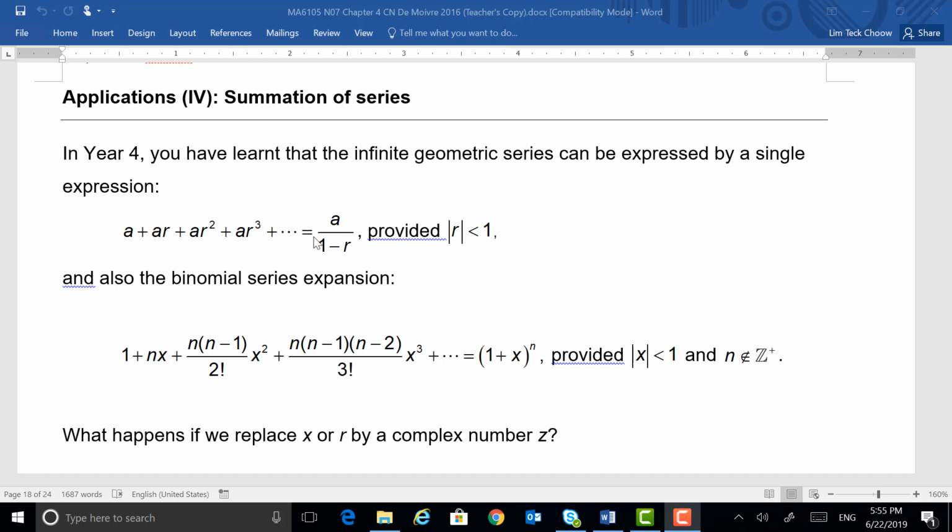And in year 4, you were given this formula, or maybe you have already learned the derivation of this formula. So in year 4, if you could recall, all these numbers that you dealt with in year 4, a and r, they are all real numbers.